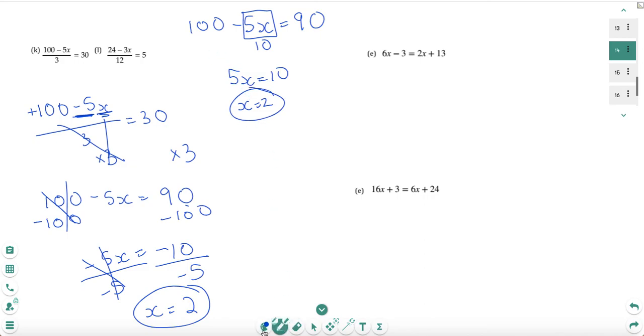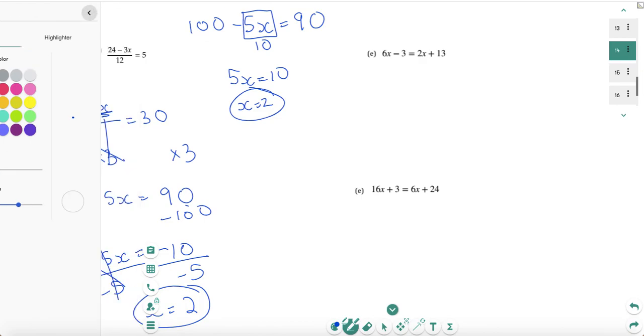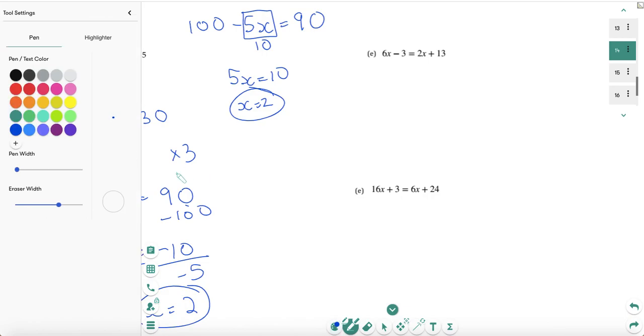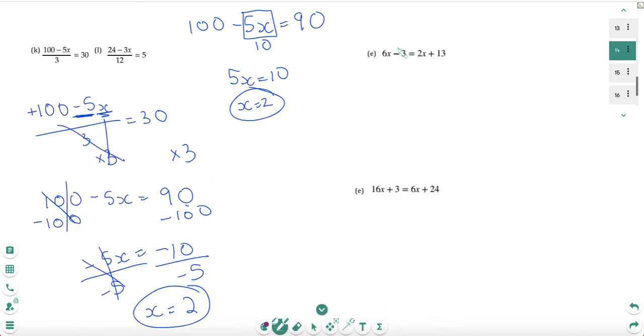Next question, guys. 6x minus 3 equals 2x plus 13. Well, this is a kind of equation where there's unknowns on both sides. There's an x here, and there's an x here on the other side. All we have to do, guys, is that we really hate it when there's unknowns on both sides, so we have to get rid of one of them. How do you know which one to get rid of? We get rid of the smaller one. So 6x or 2x, we're going to get rid of 2x.